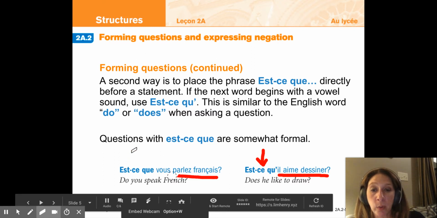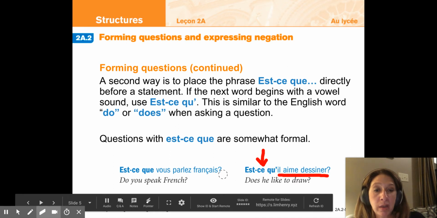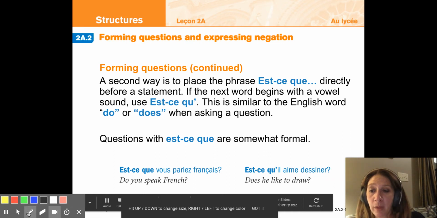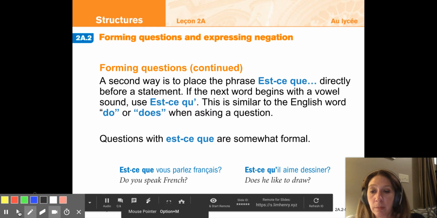I'm going to erase these really quickly because I think they keep showing up on the next slide, and that would be weird. Okay, so, oops, nope, moving on.